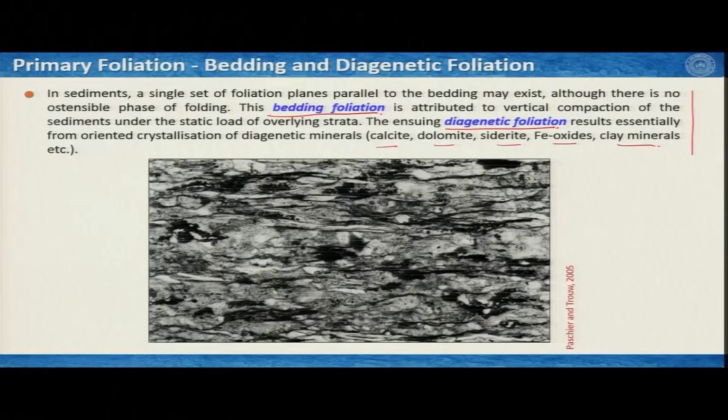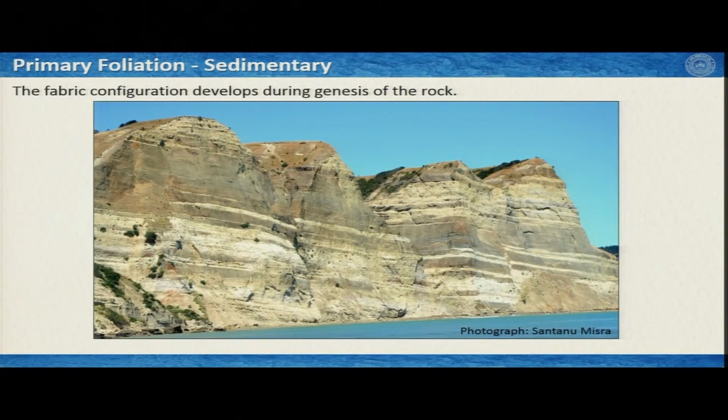Let us have a look at a series of photographs where we will see how they look. We all have seen this kind of features when you have gone to the field or maybe in the photographs. So, the primary sedimentary foliations, as I said, is the fabric configuration that has developed during the genesis of the rock.